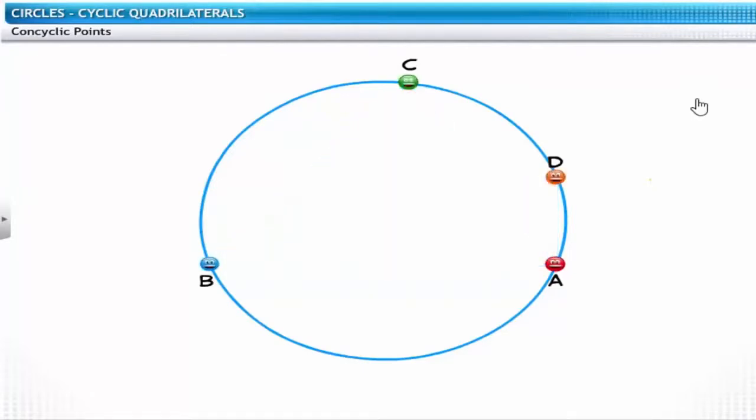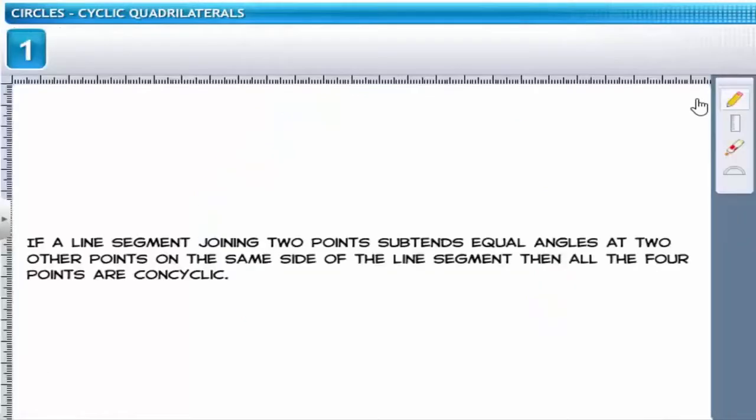D has found his position. Like his friends A, B and C, he is also standing on the circle. Based on the observation, we arrive upon the theorem which states: if a line segment joining 2 points subtends equal angles at 2 other points on the same side of the line segment, then all the 4 points are concyclic.